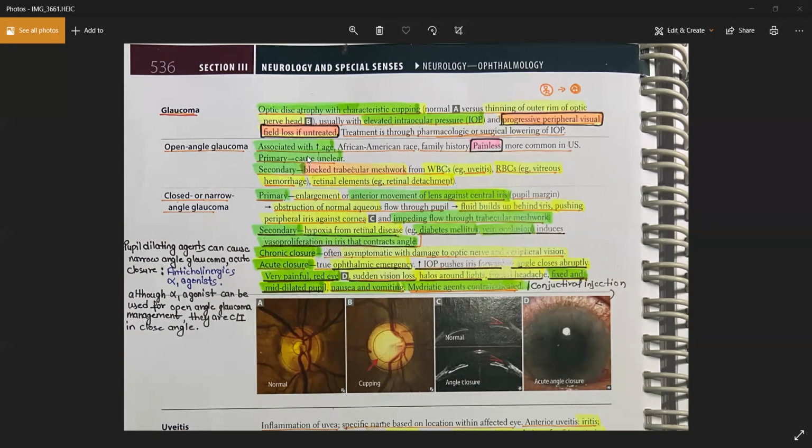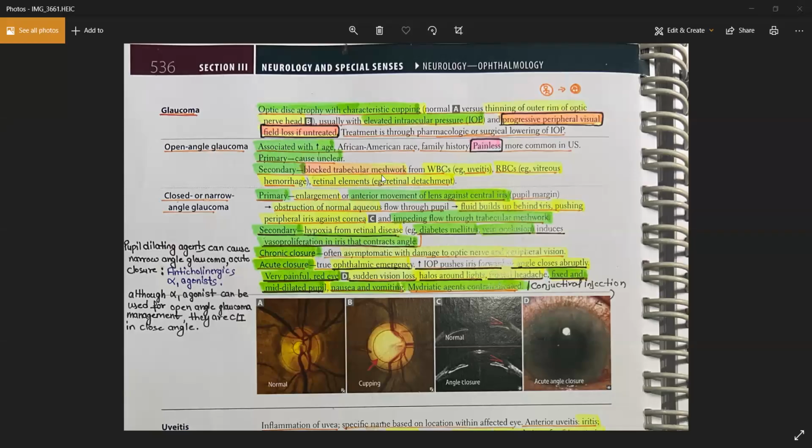This condition is associated with age. It is generally painless because it is very chronic. Its primary cause is still unclear. It just happens with age. The secondary causes include a blockage in the trabecular meshwork. See, if my angle is open but I still got a blockage in the trabecular meshwork, I can have open angle glaucoma.